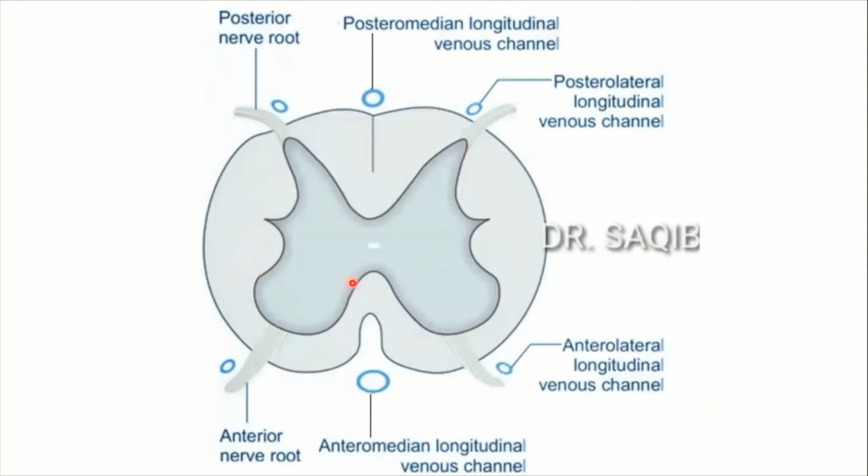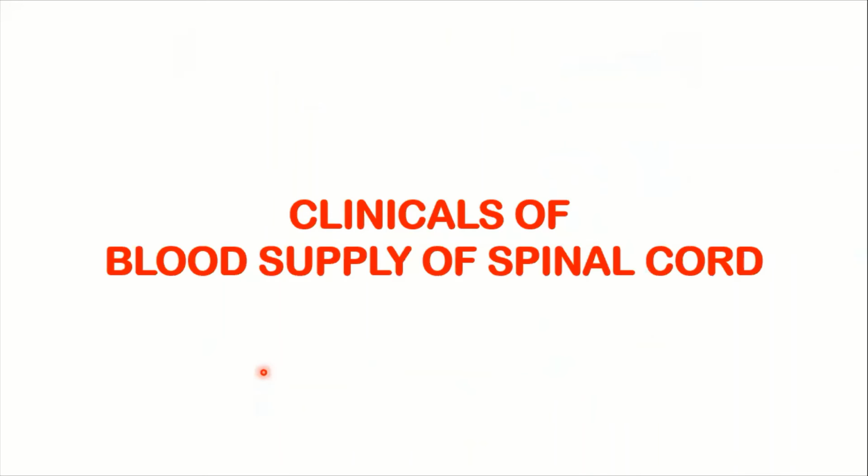This is the enlarged form of the same picture, right? 1, 2, 3, 4, 6. These are the longitudinal running venous channels. So now a few clinicals related with the blood supply of the spinal cord.